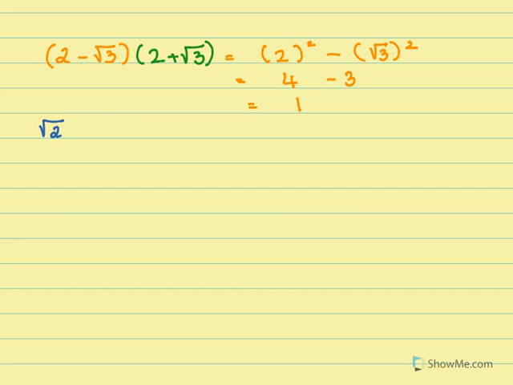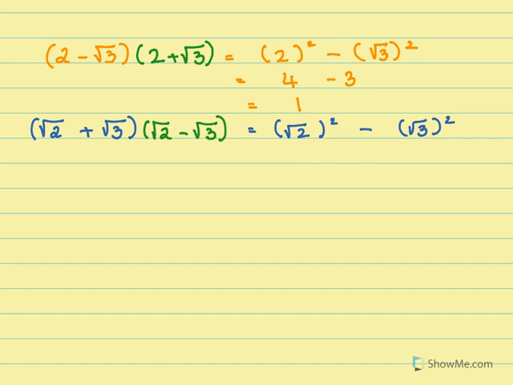Let me take up under root 2 plus under root 3. The rationalizing factor or its conjugate, since I have a plus b, will be under root 2 minus under root 3, which gives a plus b into a minus b, a square minus b square. So I'll have under root 2 and under root 3. Under root 2 into under root 2 is 2, under root 3 into under root 3 is 3, so our answer is minus 1. It has turned rational.